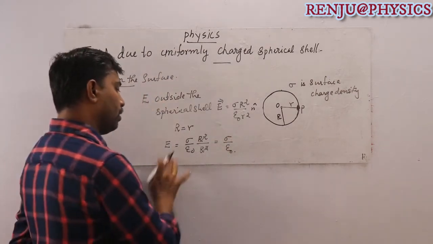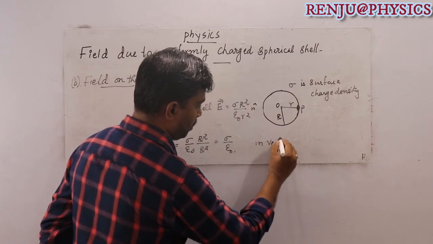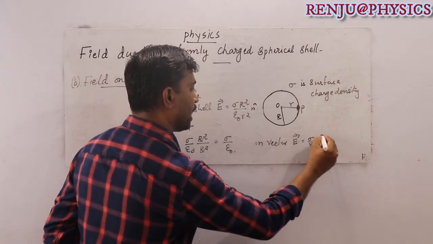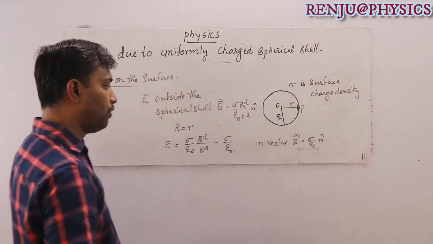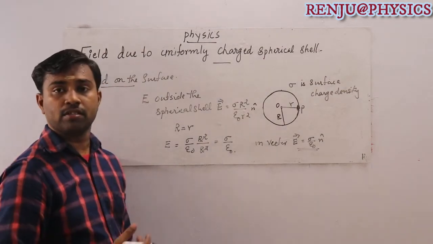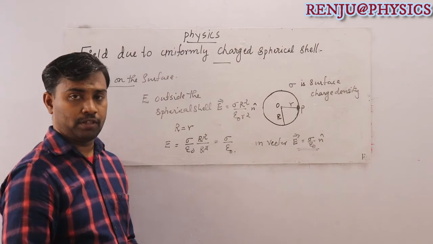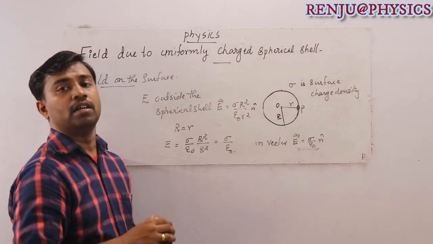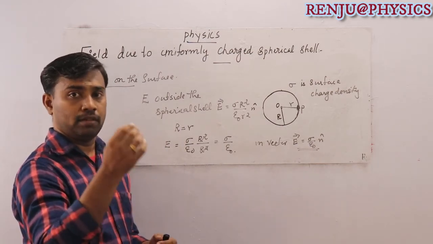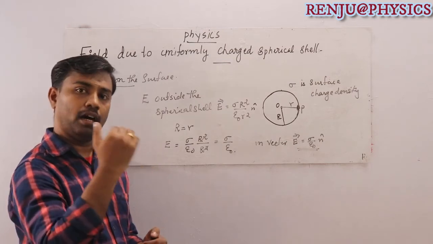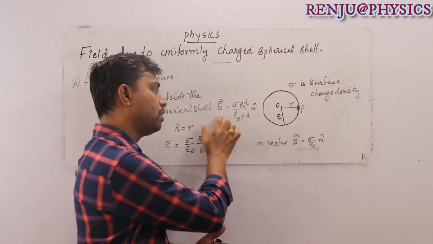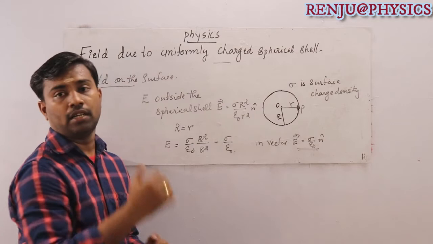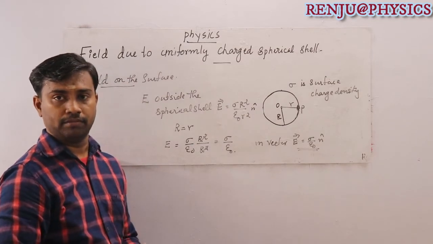Okay, so in vector form, E vector is equal to sigma by epsilon 0 n cap. So this is the electric field at a point on the surface of a spherical shell. On the surface of a spherical shell, capital R is the radius of the spherical shell and r is the distance between the center and the point. The point is on the surface, so capital R and r are equal. So the above equation, E is equal to sigma R square by epsilon 0 R square, changes like this. So this is the electric field on the surface of a spherical shell.